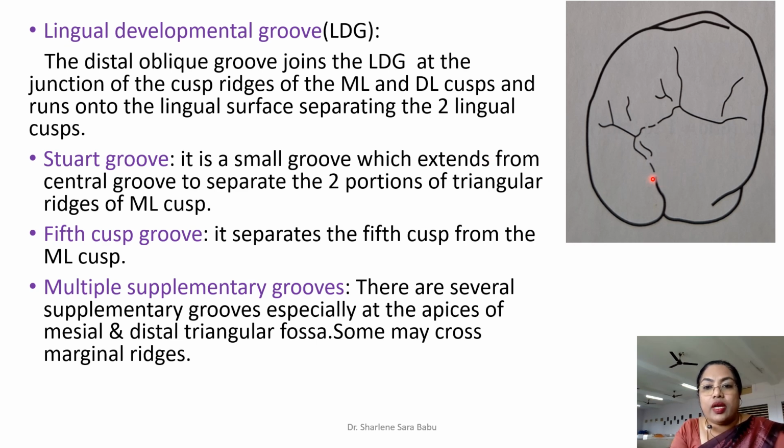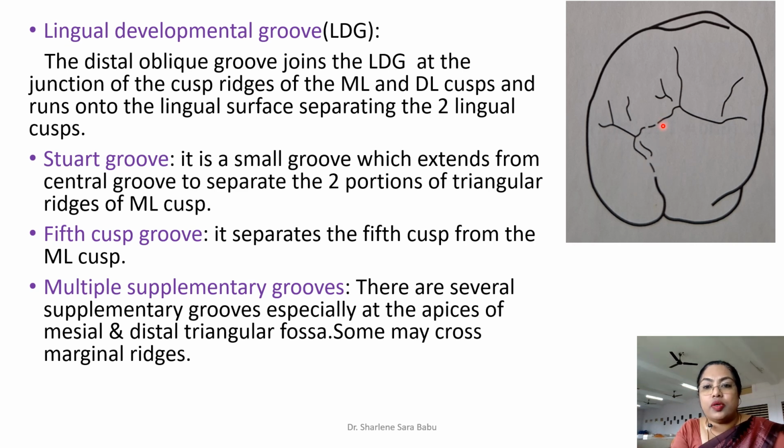Next is a lingual developmental groove. The distal oblique groove joins the lingual developmental groove at the junction of the cusp ridges of the mesiolingual and the distolingual cusp and runs on to the lingual surface, separating the mesiolingual and the distolingual cusp.